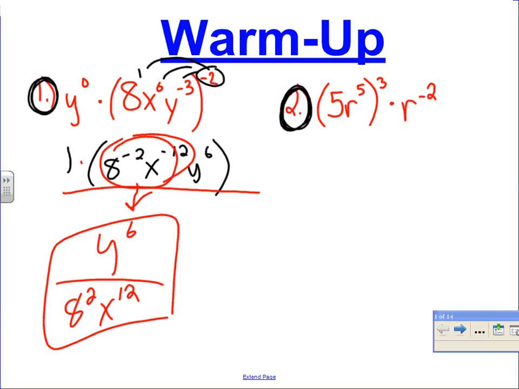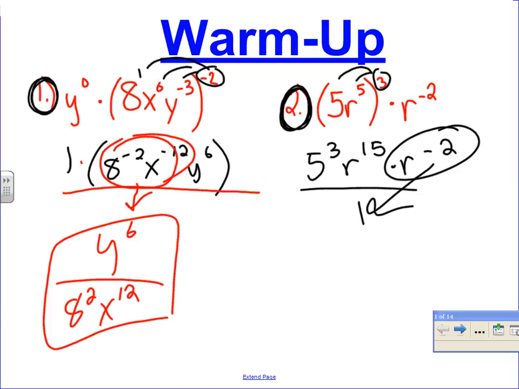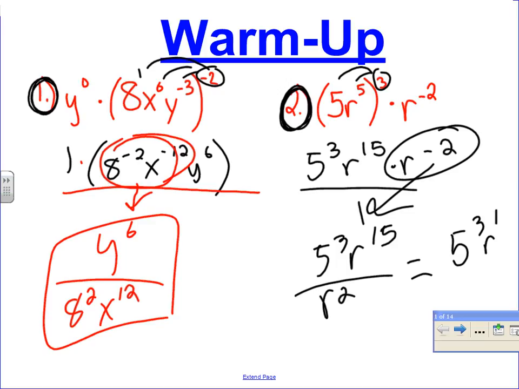Okay, Amy, what's the first step on number 2? Good. Distribute the 3 to the 5 and to the r. So we have 5 to the 3rd, r to the 15th, and then rewrite times r to the -2nd. Jake, what should we do next? Good. So circle, move what's negative. So we have 5 to the 3rd, r to the 15th, over r to the 2nd. Jackie, last step. Awesome. So after you move the negative, you're dividing same base. You can subtract exponents, so we get r to the 13th.